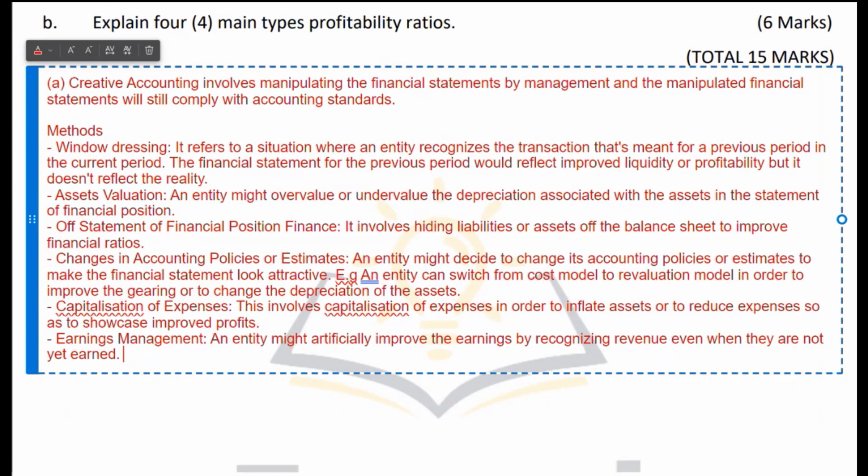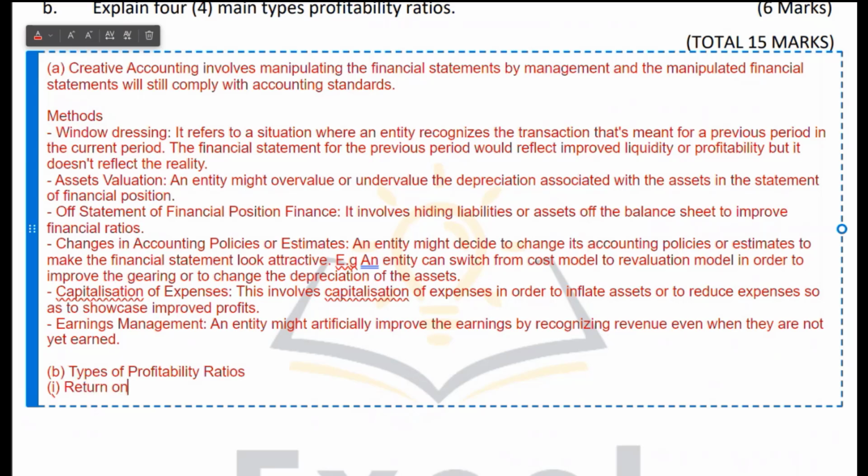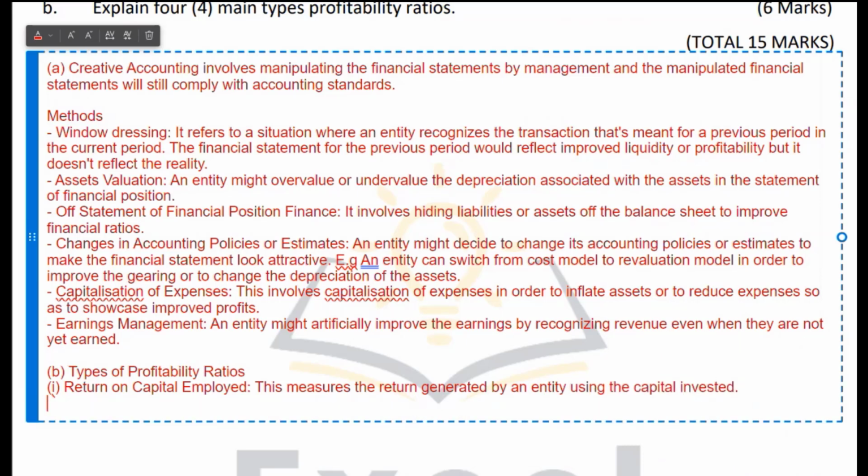Now let's go to part B of the question. Part B says we should list the types of profitability ratios. First one, we have the return on capital employed. This measures the return generated by an entity using the capital invested. The formula is ROCE equals profit before interest and tax over capital employed times 100.